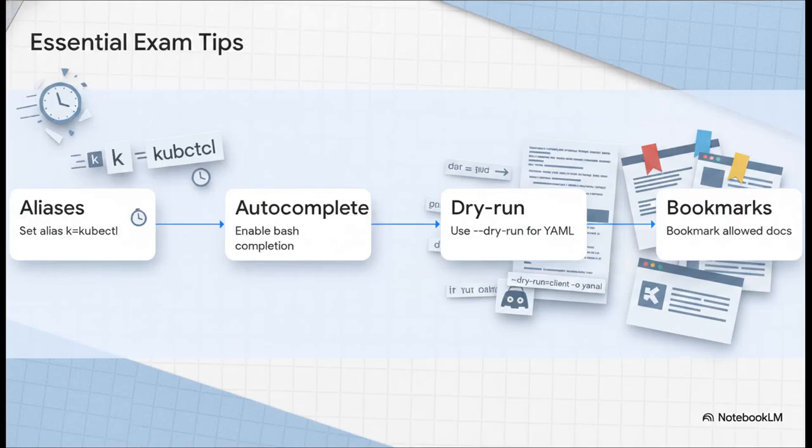Speaking of the clock ticking, time is absolutely your biggest enemy in this performance-based exam. You have got to be incredibly efficient. First, set up aliases. Typing k instead of kubectl 100 times will save you valuable minutes, I promise. Second, enable bash auto-completion. Third, rely heavily on imperative commands with the --dry-run=client -o yaml flags. This instantly generates base YAML templates for pods and deployments so you don't have to write them from scratch. And finally, utilize your allowed resources. Bookmark the specific pages you need on kubernetes.io before the exam even begins.